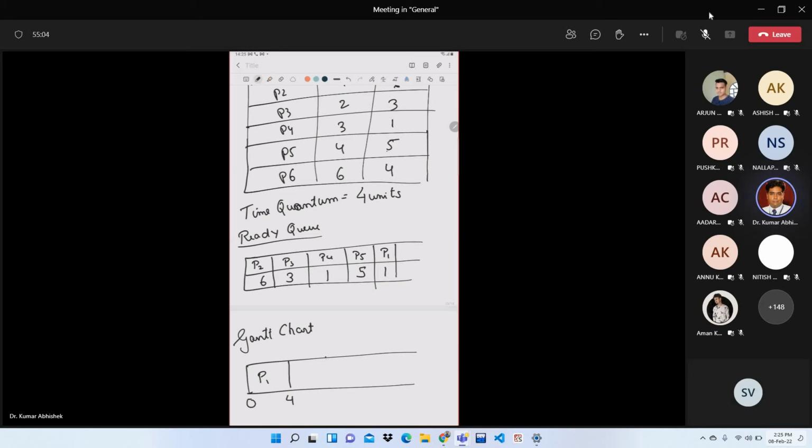Now what will happen? P2 will execute till 8. Okay, so what will be the ready queue now? At 8, what will be the ready queue? We'll have P6, 4, and we will have P2, how much? 2. And this we will remove.